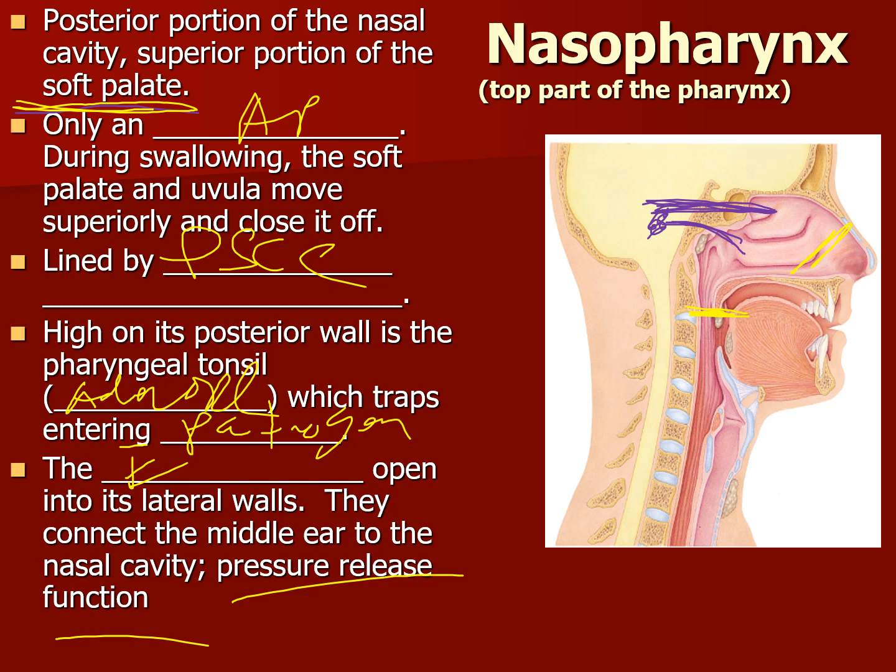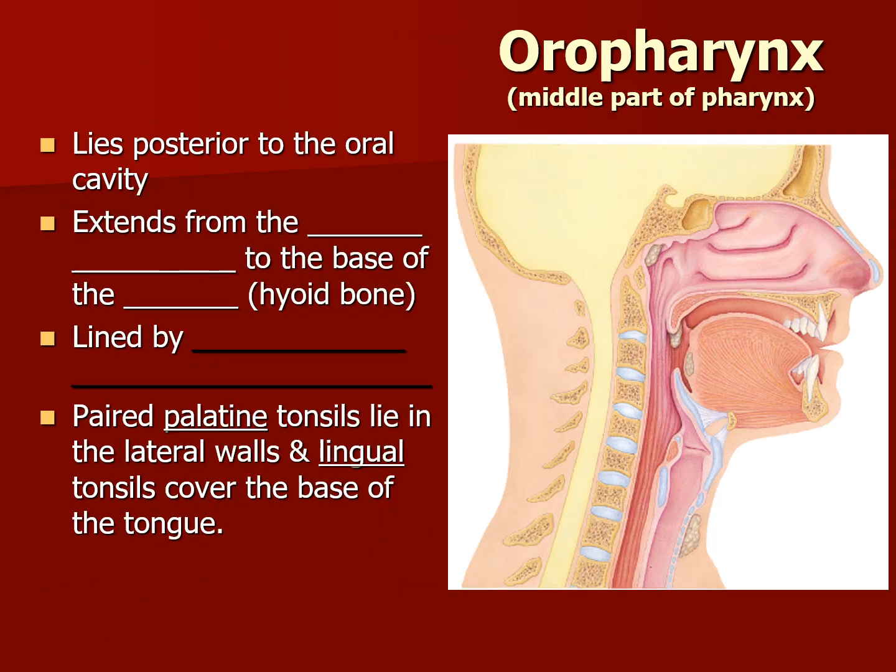So you can see a lot of different things that happen with the nasopharynx, but hopefully you remember the function of the Eustachian tubes, where it empties, where it's located, which is in the nasopharynx, what it's lined with, the pseudostratified ciliated columnar, right? And this is only an air passage. You shouldn't put food up your nose.